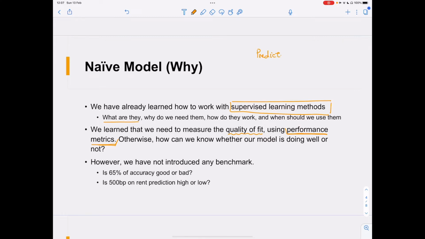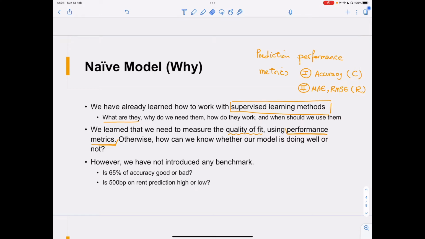So prediction performance metrics. And the prediction performance metrics, we learned that we have accuracy for classification problems, and we have mean absolute error and root mean square error for regression problems. So without these metrics, how can we know whether our model is doing well or not? However, we have not introduced any benchmark.